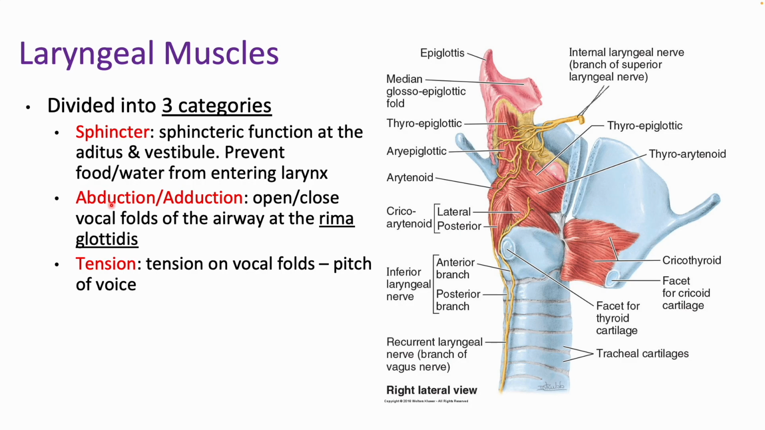We have our abduction and adduction muscles, which are going to act on the vocal folds to open and close them. And that's going to occur at the rima glottidis. And finally, we have tension muscles, which are going to provide tension or loosen tension on the vocal folds, and that's going to alter the pitch of our voice.